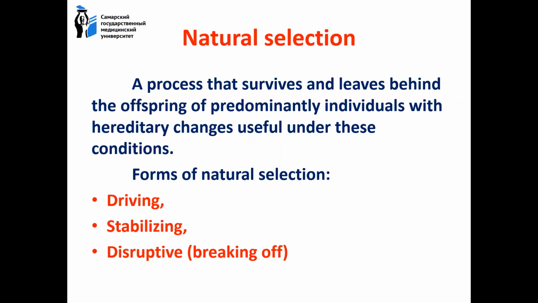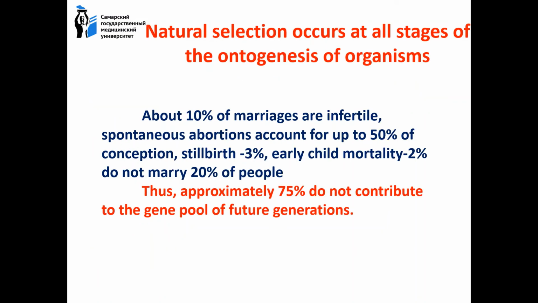Natural selection occurs at all stages of the ontogenesis of organisms. In modern human populations, driving natural selection prevails. About 10% of marriages are infertile. Spontaneous abortions account for up to 50% of conceptions. Stillbirth up to 3%. Early child mortality up to 2%. 20% of people do not marry. Thus, approximately 75% do not contribute to the gene pool of future generations.